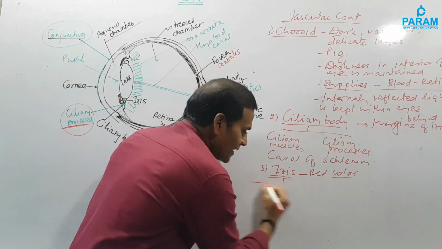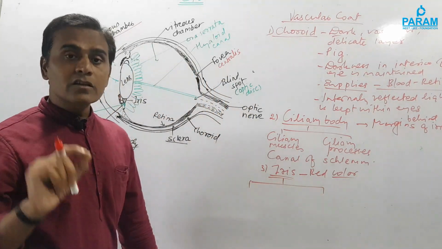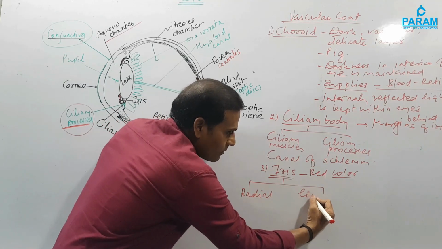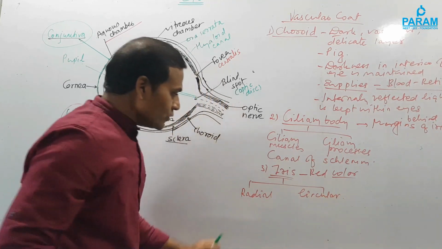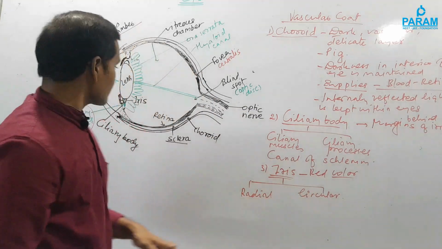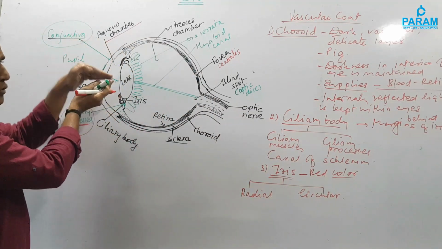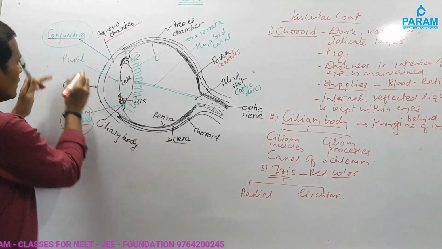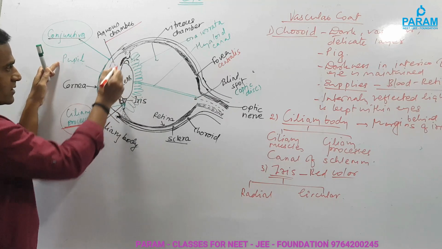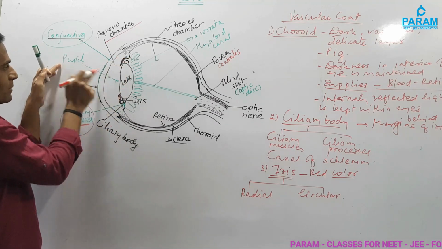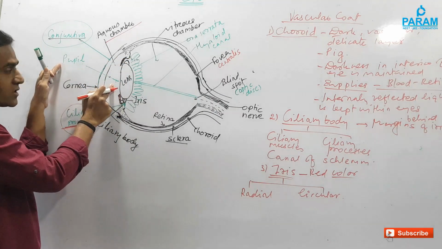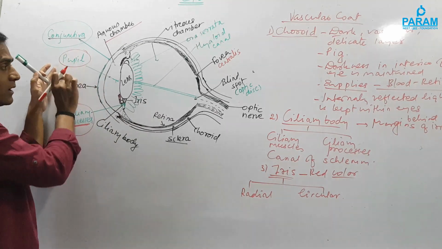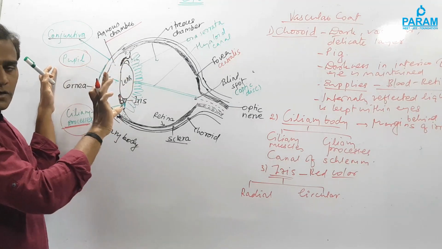Now, again this iris is made up of two types of muscles, that is radial muscles and circular muscles. Now, the movement of these muscles helps in opening and closing of the pupil. What is pupil? Pupil is the aperture found in between the iris. These are two irises, and in between it is perforated with an aperture, and that aperture is termed as pupil. And what is the function of pupil? Pupil allows entry of the required amount of light into the eye.